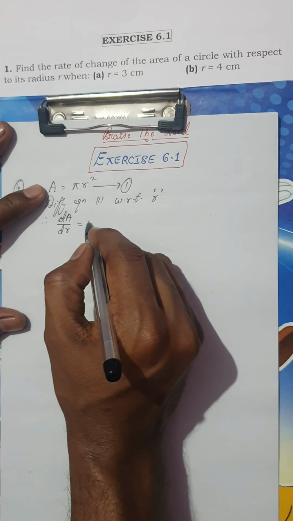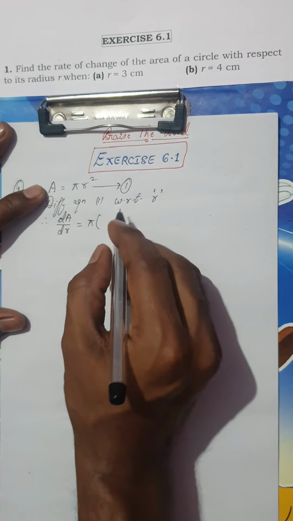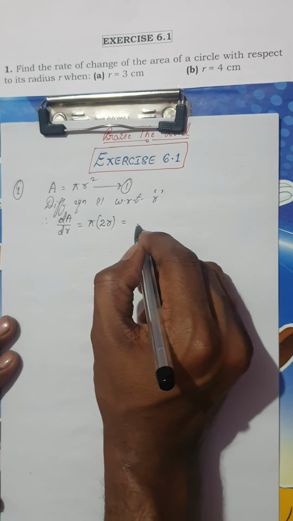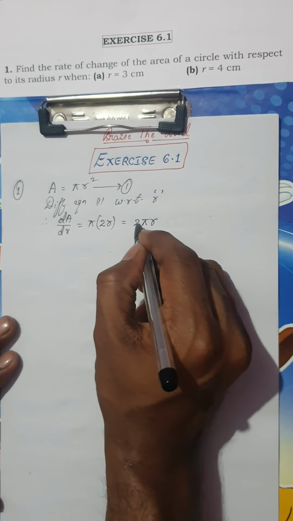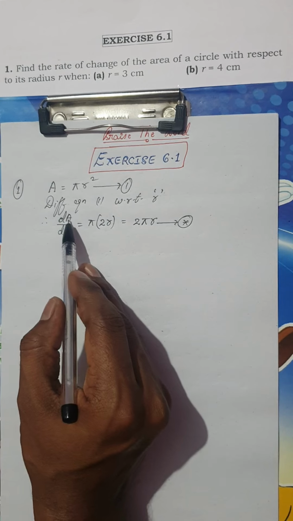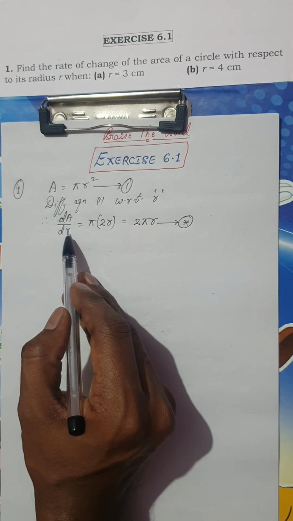It is nothing but pi is a constant. Now what is derivative of r square? It is 2r. Okay, so this is nothing but 2 pi r. So let me take it as equation star. So this is the rate at which the area is changing with respect to radius.